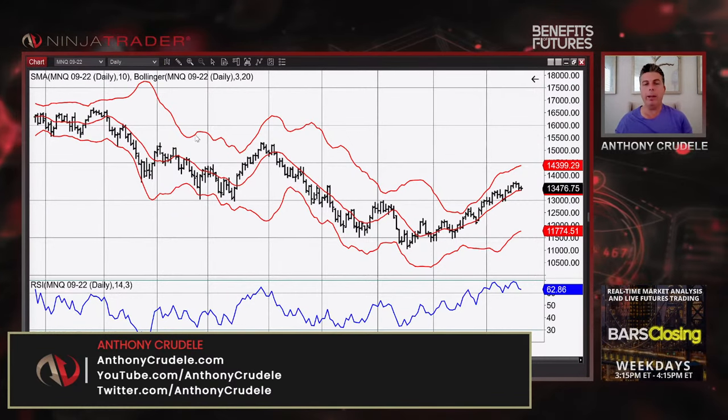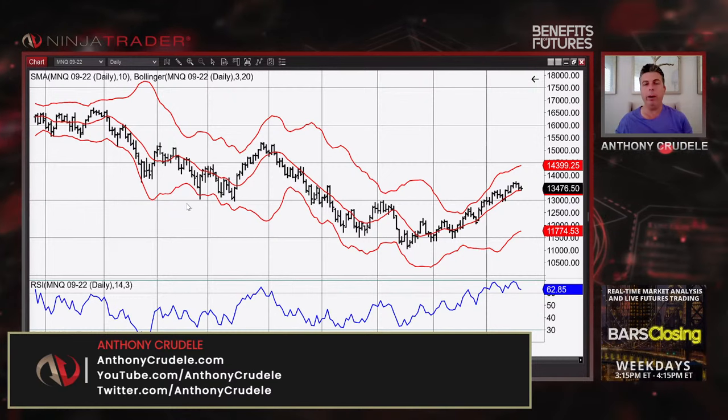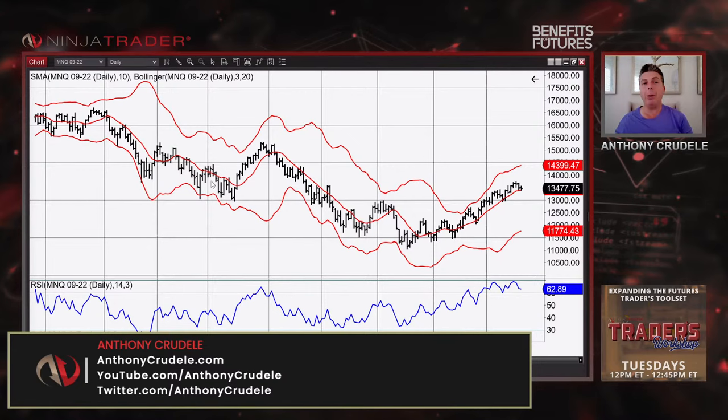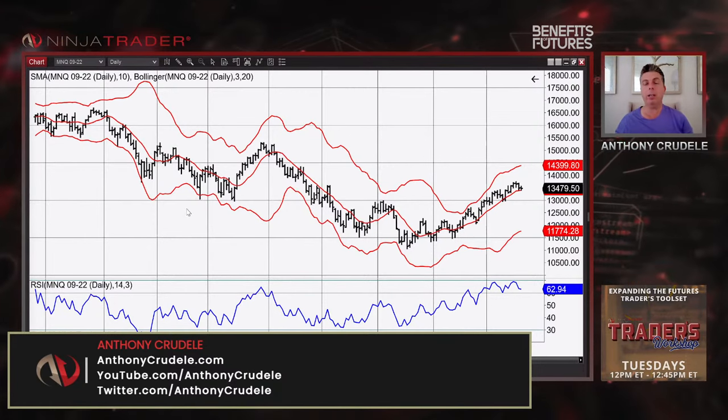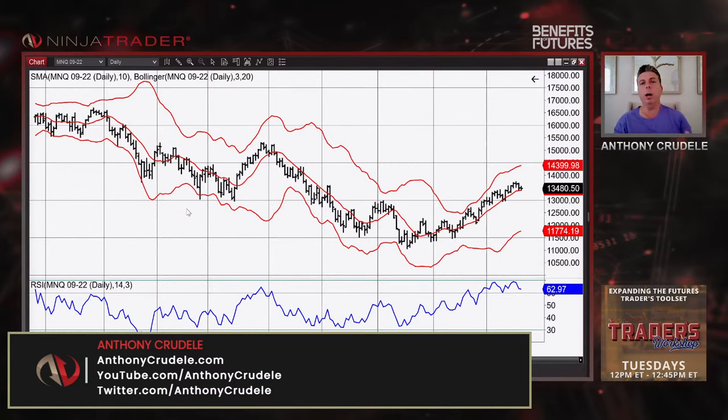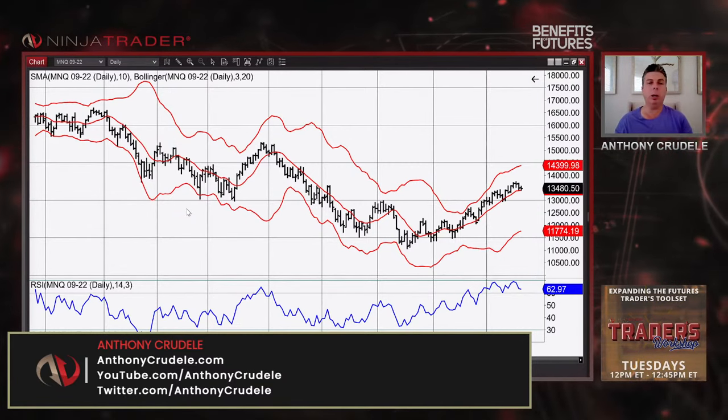Right. So when I come into the day, I want to go, what is the current environment? Now, before I get to the current environment, I actually want to go back and talk about a sideways environment and how you identify that. Because how do you transition from that bearish look to a sideways or potentially a bullish look?